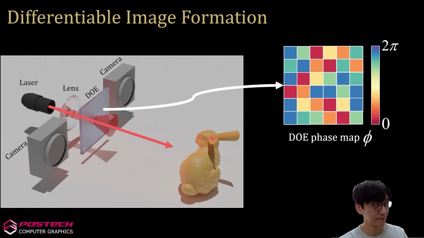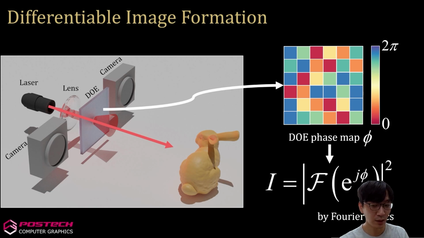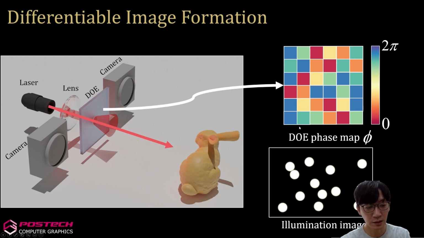the DOE. Then, if we have this DOE phase map in our hands, we can calculate what kind of illumination image would be projected to a scene based on Fourier optics. So here, as taught in our course, we use the far field propagation, specifically Fraunhofer propagation, in order to obtain this illumination image. For explanation purposes, let's say that this illumination image I corresponds to this DOE phase map, calculated based on the equation that I just showed before.